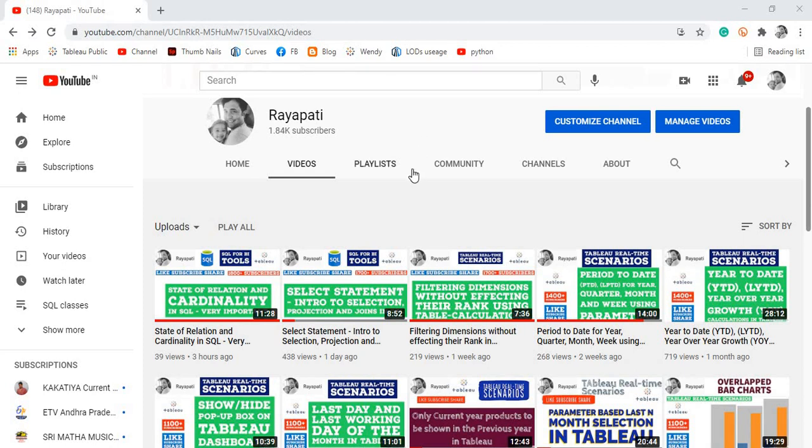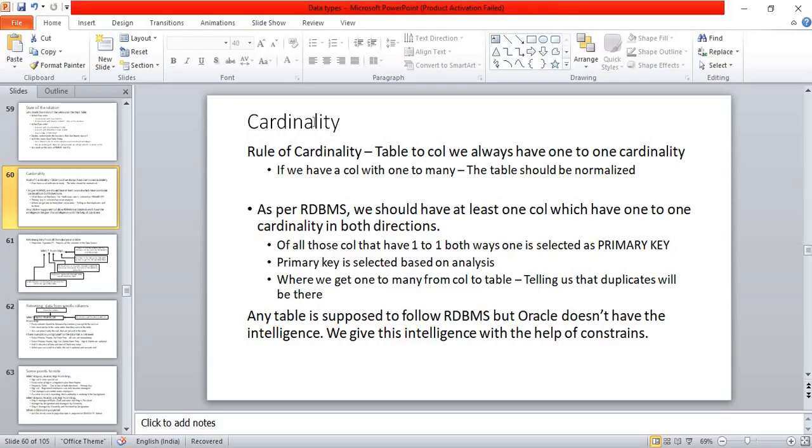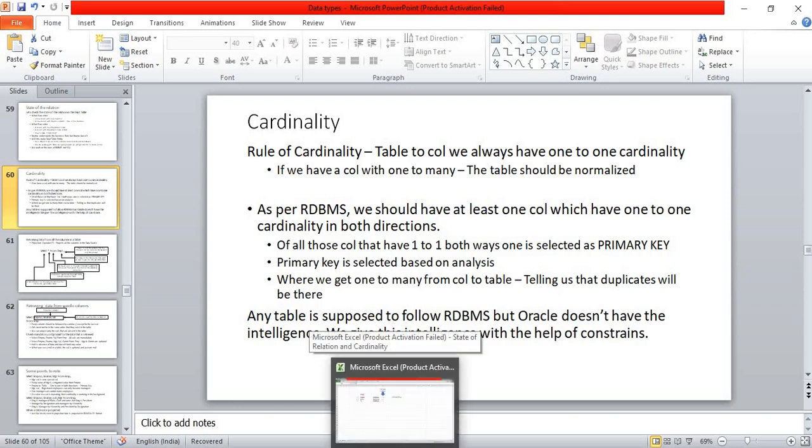Now coming to the same video, we are now talking about cardinality. Earlier we were introduced to cardinality, but we are now talking in depth about it. As we already discussed, what is cardinality? Cardinality is the relation between table to column, column to column, or column to table. So how should that cardinality exist? First, we'll talk about cardinality, and then how it is related to our tables.